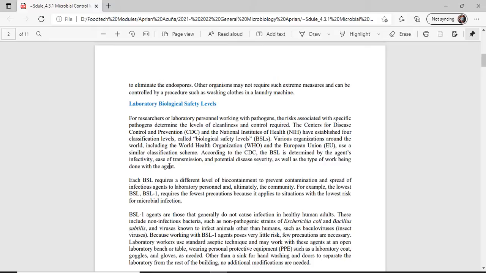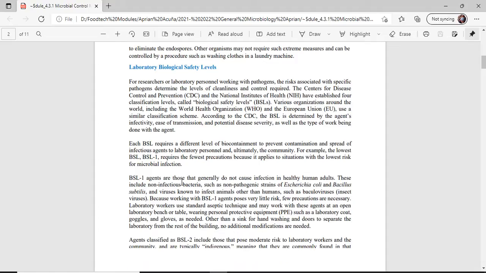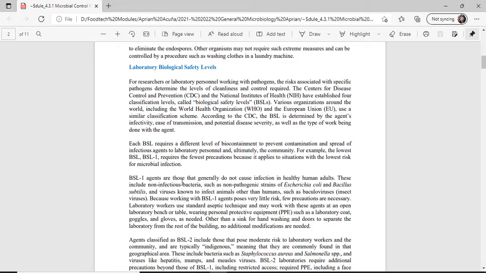Ang ginamit niya nga agent is your microorganism or mga pathogens. Then each BSL requires a different level of biocontainment to prevent contamination and also spread of the infectious agent to the laboratory personnel and ultimately to the community. For example, the lowest level is BSL level 1 that requires the fewest precautions because it applies to a situation with a low risk for microbial infection.